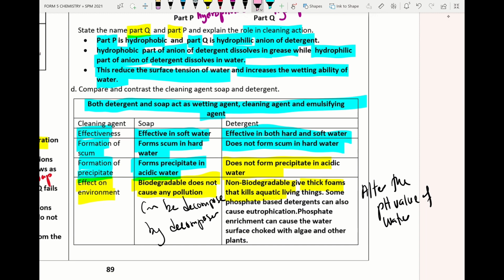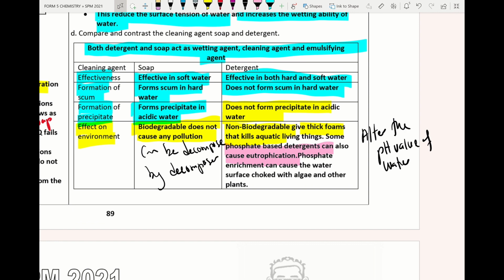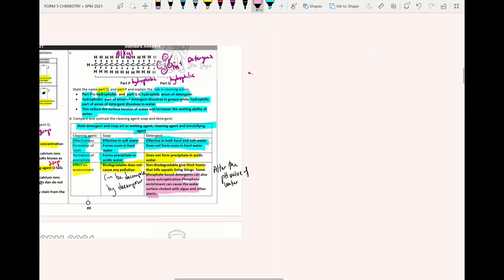Some phosphate-based detergent can also cause eutrophication, the formation of algae on the surface of the water, which covers the surface of the water and restricts the flow of oxygen to the base of the water and kills the aquatic living things. Phosphate enrichment can cause the water surface to be choked with algae and other plants. These are the things that students must remember for the exam.